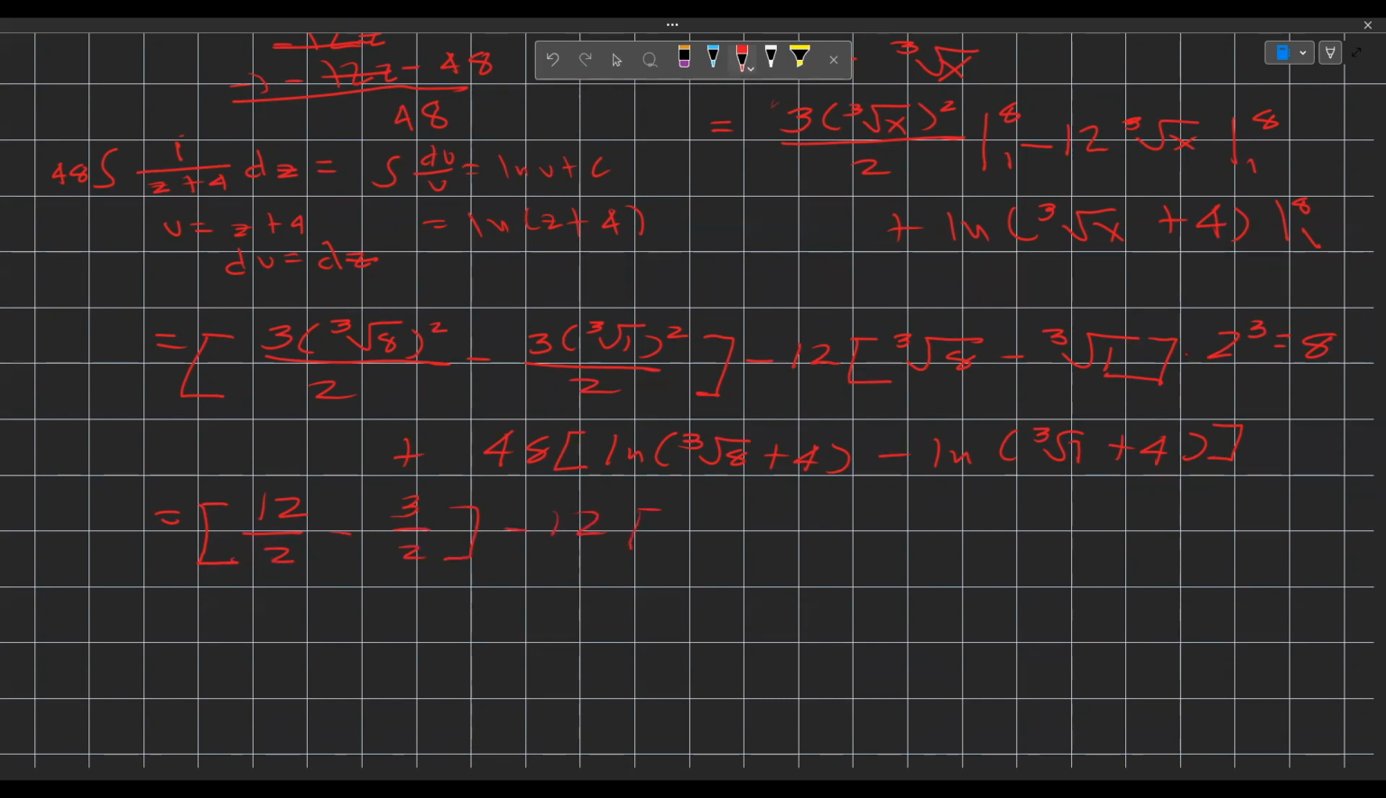This one, the cube root of 8 is 2, minus the cube root of 1, which is 1. And plus 48. This now will become 6, since 2 plus 4 is 6, and minus ln of 5. We can just combine the like terms here. This will become negative 9 over 2 minus 12, plus 48 ln of 6 minus ln of 5.